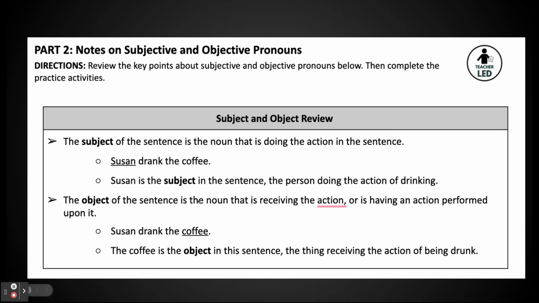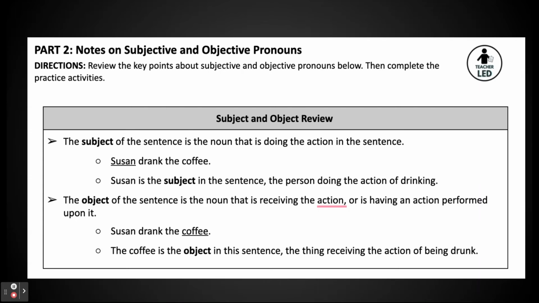Now, the object of the sentence is the noun that's receiving the action or having the action performed upon it. So it comes after the verb. Susan drank the coffee. Susan did the action, but the action was performed on the object, coffee. Coffee is considered the object of the sentence.